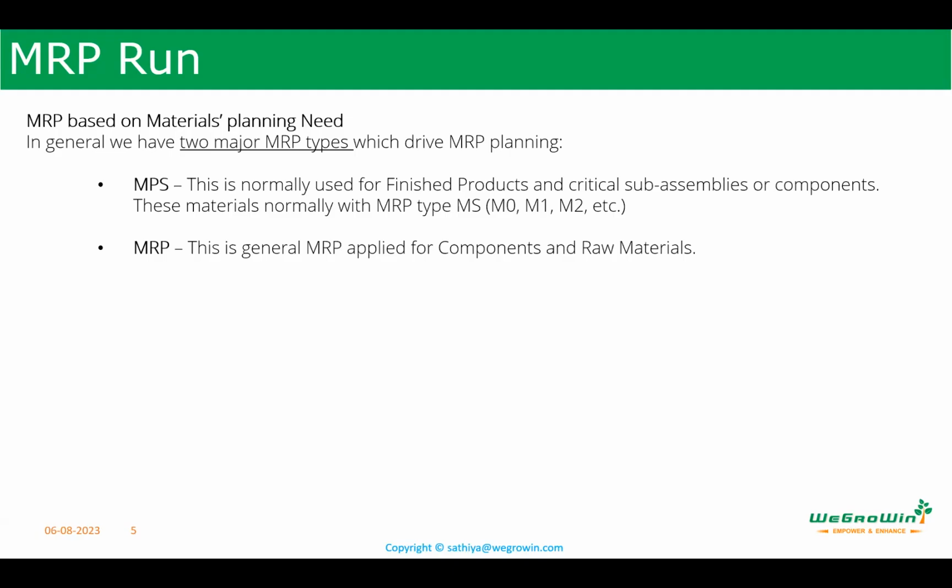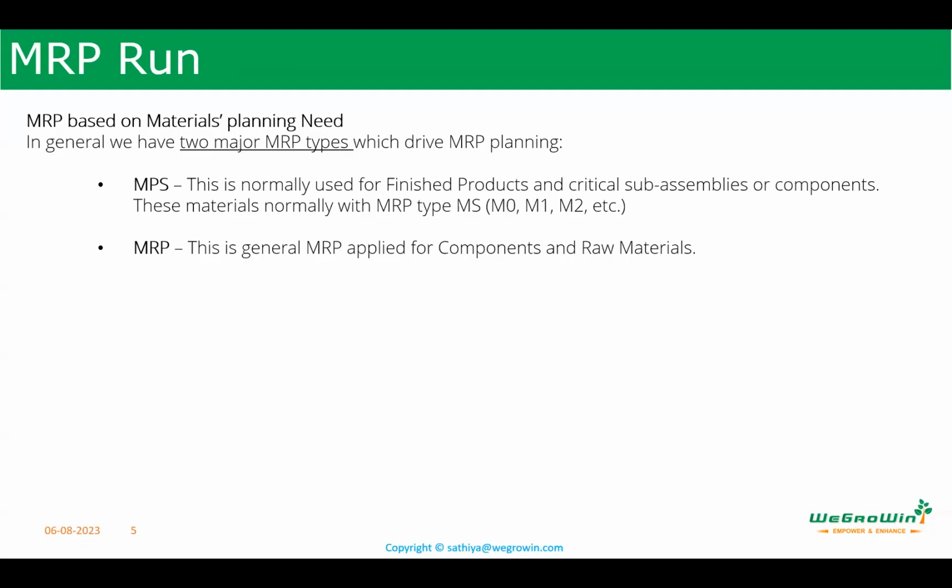So the MPS, as I told yesterday, is used for finished products and critical assemblies, or semi-finished goods or sub-assemblies. Or if there is any critical component which you need to plan on a daily basis. So what will happen? MRP type M0 will be assigned for these items.